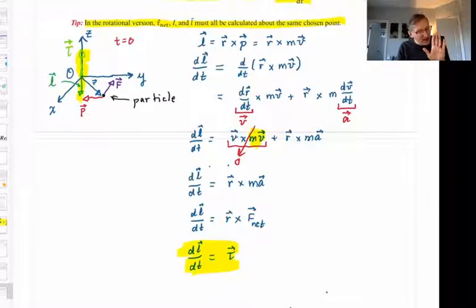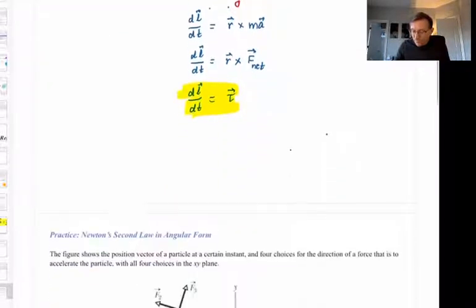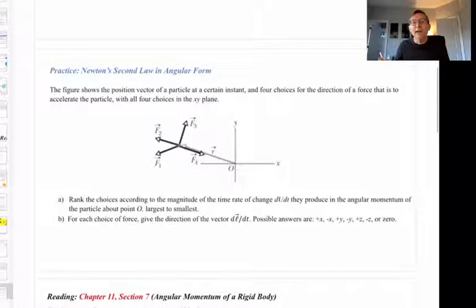Because the thing that you got to remember is tau is telling you the direction and the magnitude of the rate of change of L. Not L, but its rate of change. Just like F is telling you the magnitude and direction of the rate of change of p. And this is just the rotational version of that. Tau is telling you the magnitude and direction of the rate of change of L. Okay, let's get right into the practice with that. Practice with Newton's second law in angular form.